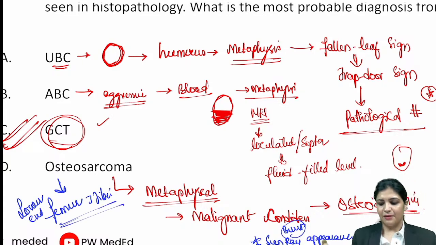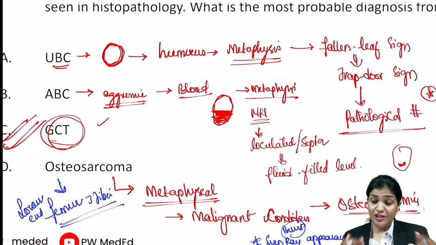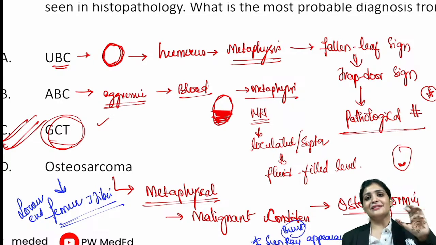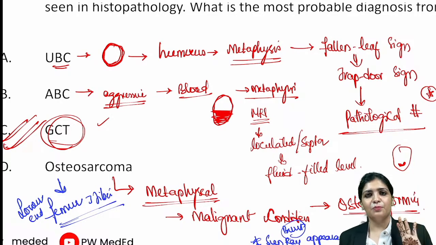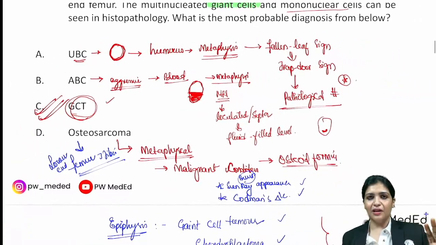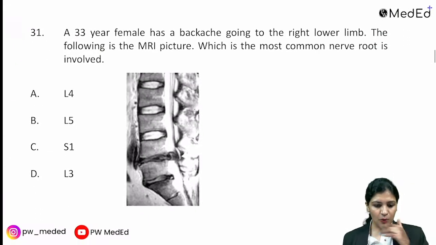Right, so this is about the few tumorous conditions which are generally asked. So GCT is most important, no doubt about it. Next comes your osteosarcoma, next comes your ABC. So these three are the most important topics, right? You have to at least understand about these three before the day of the exam, right? So that completes our question. Now let's go to the next one.